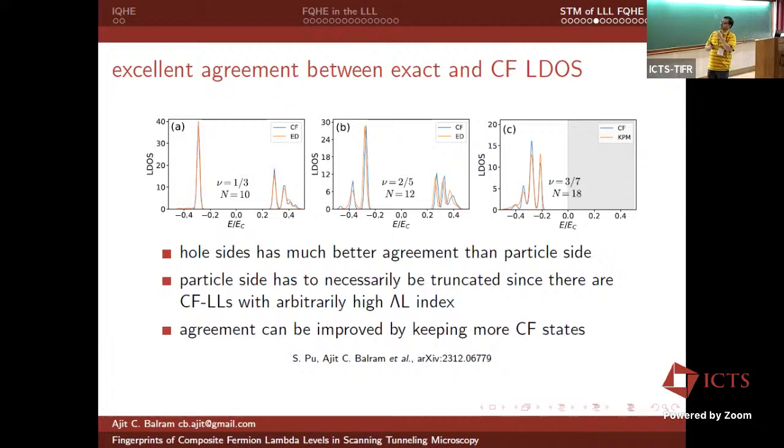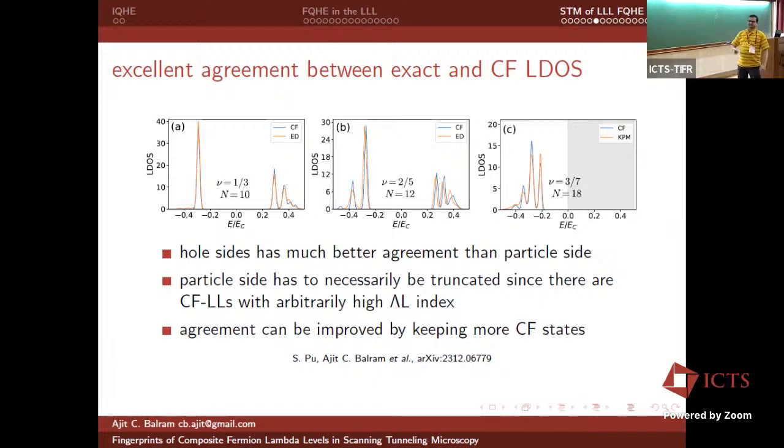If you look carefully, you will notice the following. On the hole side, which are the negative energy states, the agreement is actually much better than on the particle side. I'll explain why that is the case. The reason is that the particle side has to be necessarily truncated. Why? Because if you have some Landau levels and you add some particles, the particles can go to very high Landau levels. Particles can go all the way up to infinity. You have Landau levels available all the way up. There is no limit to the maximum Landau level to which you can add particles.